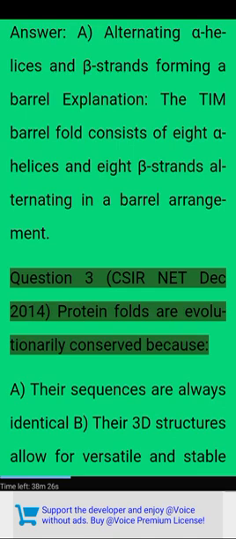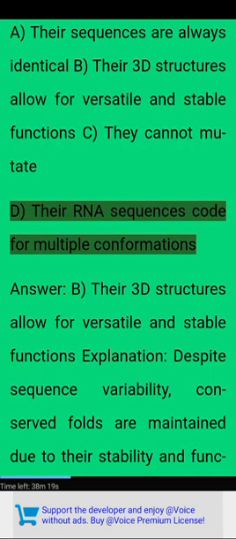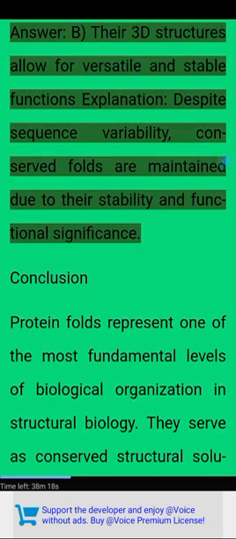Question 3, CSIR NET December 2014. Protein folds are evolutionarily conserved because A. Their sequences are always identical. B. Their 3D structures allow for versatile and stable function. C. They cannot mutate. D. Their RNA sequences code for multiple conformations. Answer: B. Their 3D structures allow for versatile and stable functions. Explanation: despite sequence variability, conserved folds are maintained due to their stability and functional significance.